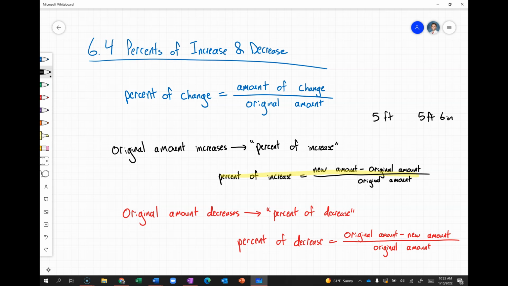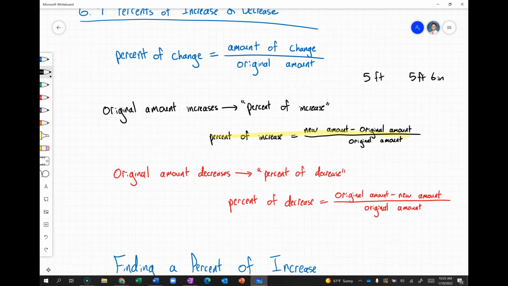Okay, and if the original amount decreases, we call that a percent of decrease, and it's exactly the same thing. So to find the percent of decrease, you take your original amount and subtract the new amount, right? So that's the other direction. But again, we're just finding that difference. And then you're dividing by that original amount. So that's a whole lot of words. Let's look at some numerical examples.